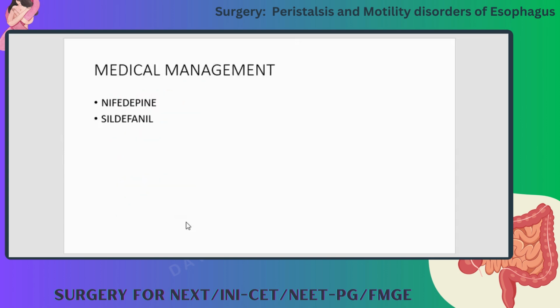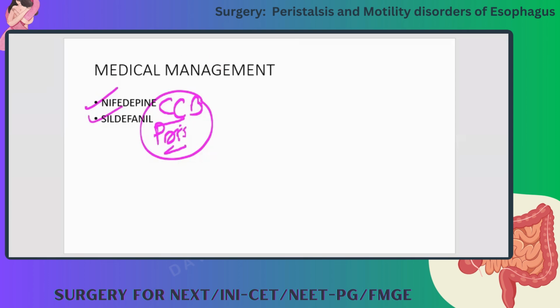So medical: what is nifedipine? Which class does it belong to? Calcium channel blockers, CCB. And sildenafil is a PDE5 inhibitor, a phosphodiesterase inhibitor. So these two drugs can be given to relax the sphincter. Here the pathology is that the sphincter is not relaxing, so to relax the sphincter, we can give these two drugs.